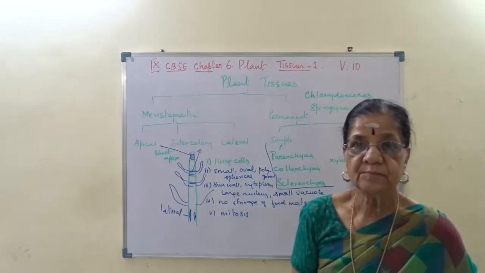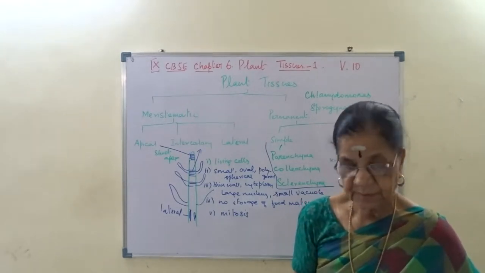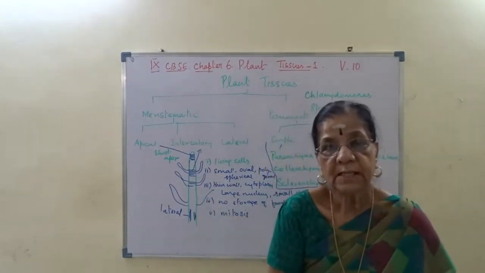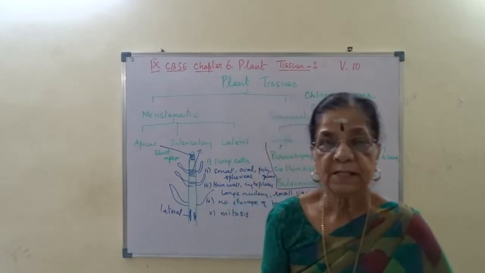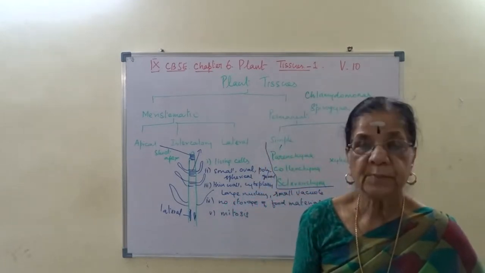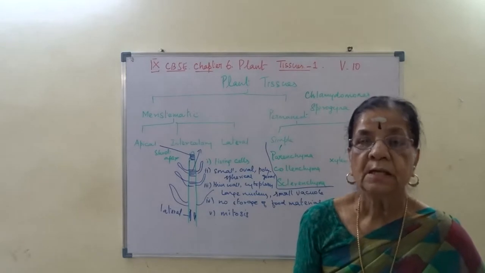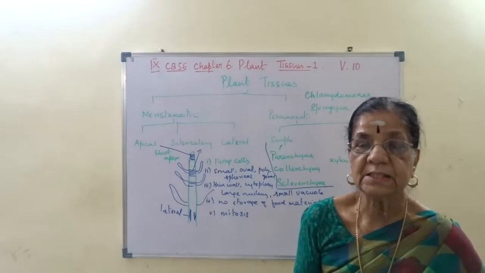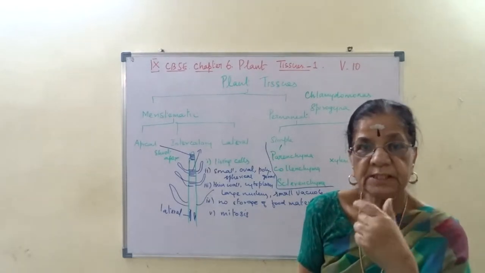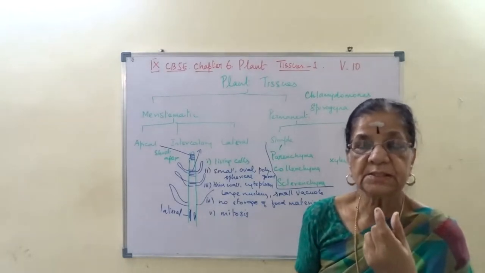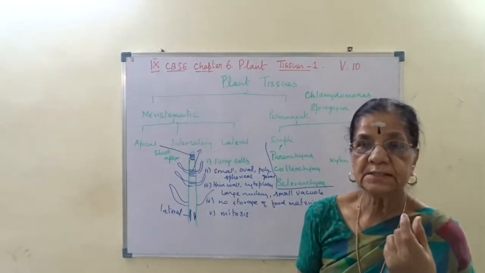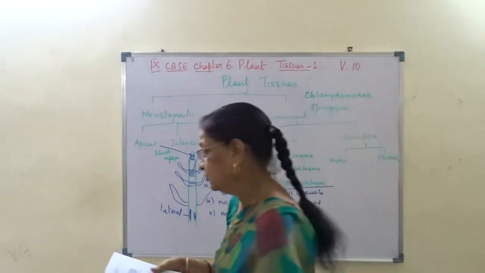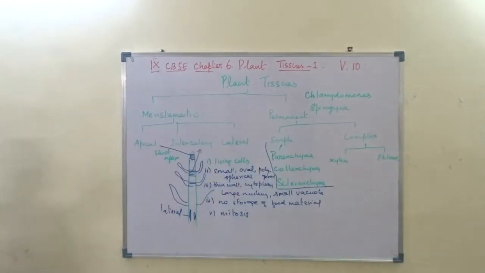Then the lateral meristem. They are arranged parallel to each other, and they are meant for elongation and secondary growth of the plant. Otherwise, it is said it increases the thickness of the stem, the girth of the stem. Are you clear? So this is for the lateral meristem.